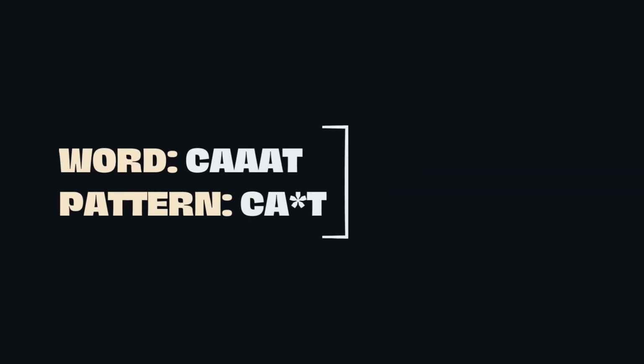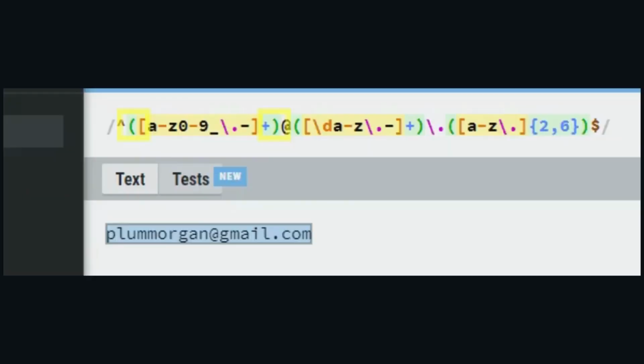Now let's take another example. If there is a word cat, and the pattern is cat with an asterisk, this means that the preceding letter, which is A in this case, can occur 0 or more times, so the word cat matches the pattern cat with an asterisk. That's a regular expression.